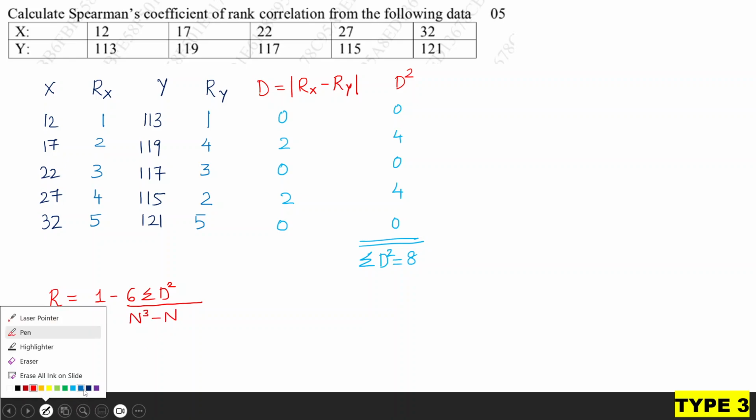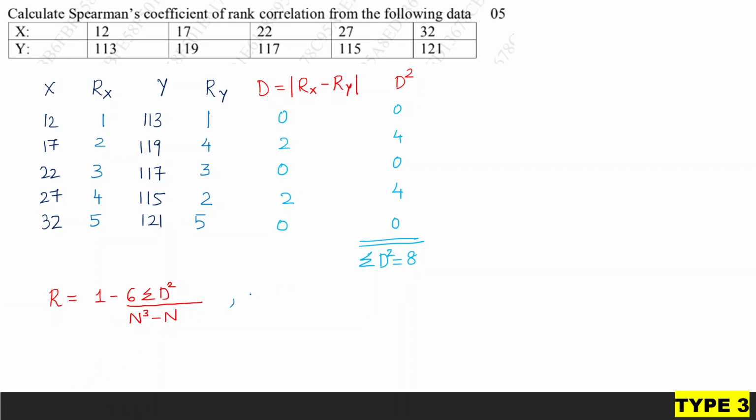What is n over here? N is the number of observations. So we have 5 observations. So n is going to be 5. This denominator is not under the 1, 1 is independent, okay?